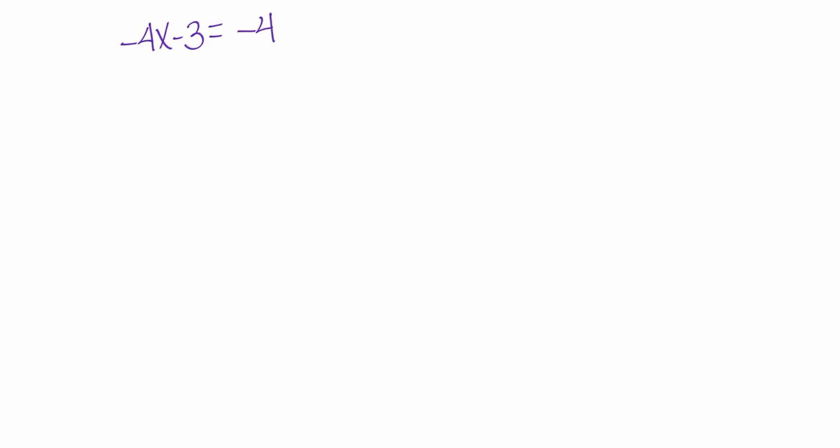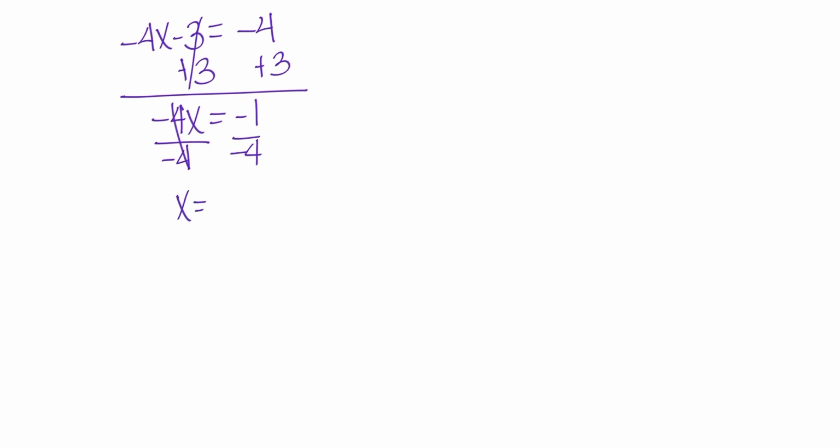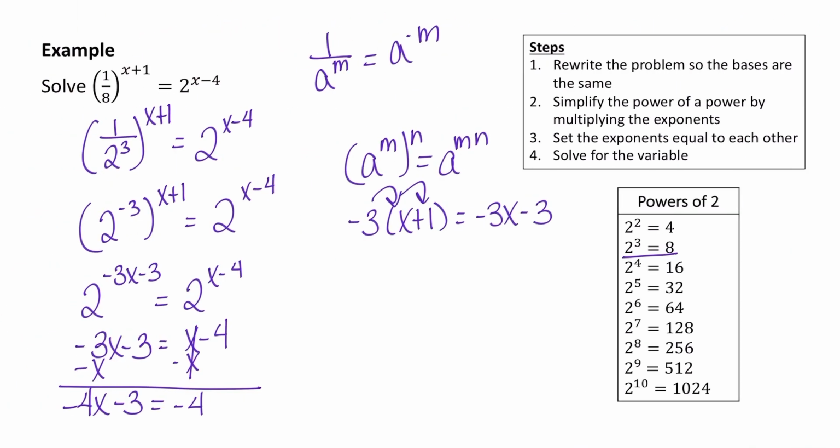And so now we're going to add 3 to both sides, and that gives us negative 4x equals negative 1. We divide both sides by negative 4, and that gives us x equals 1 over 4. So that is the answer to this equation, right? So if we plug in 1 over 4 for our exponent, we'll get it to where both sides are the same.